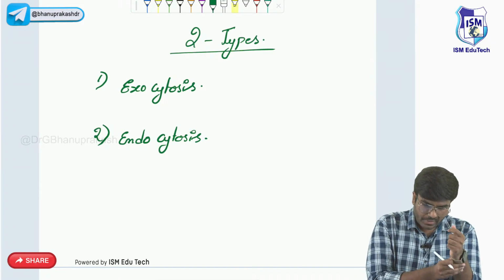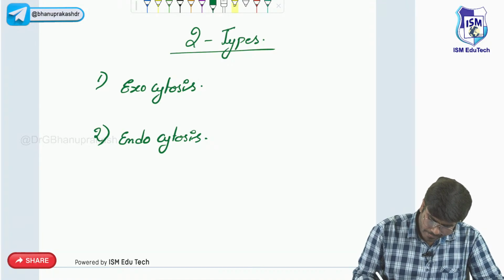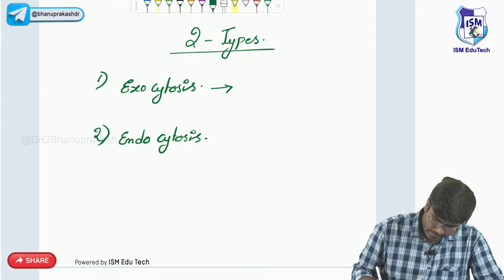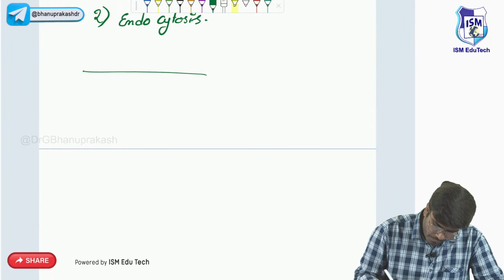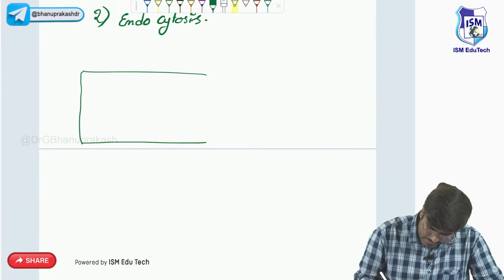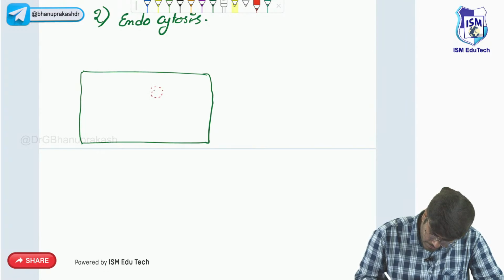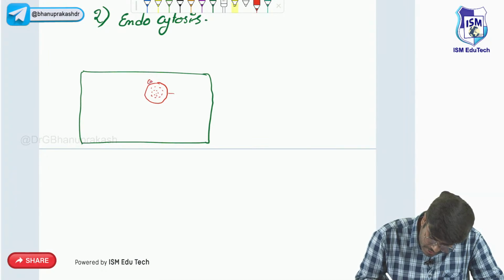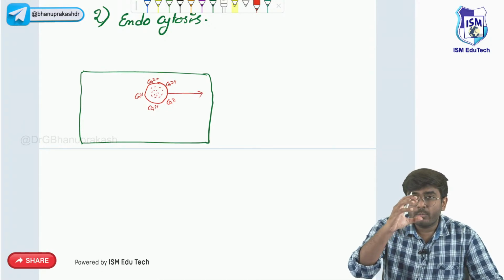Now, my question to you: what exactly is exocytosis? For example, let me show you a cell. Here are certain substances which are present inside a vesicle. Now this vesicle, with the help of calcium ions, is moving towards the membrane.